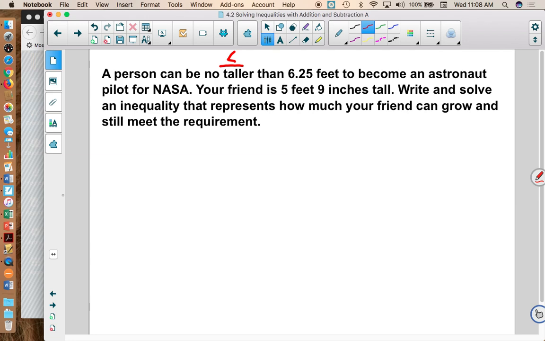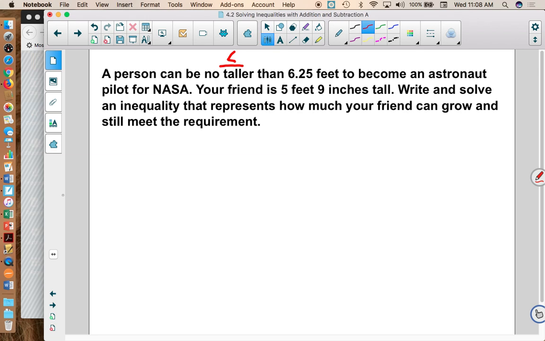What's wrong with what I've got that might cause a problem for me? What could create a problem for me the way it is? Olivia? The 6.25 feet is in feet, but it's not inches, and the other one is inches. You cannot compare different increments of measurement. So the first thing I'm gonna have to do is convert them either both to feet completely or both to inches completely. Which way do you want to do it?